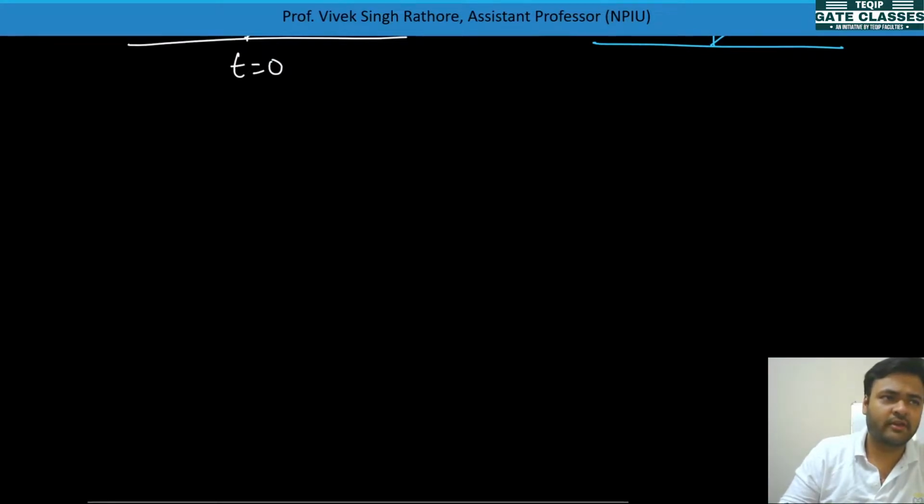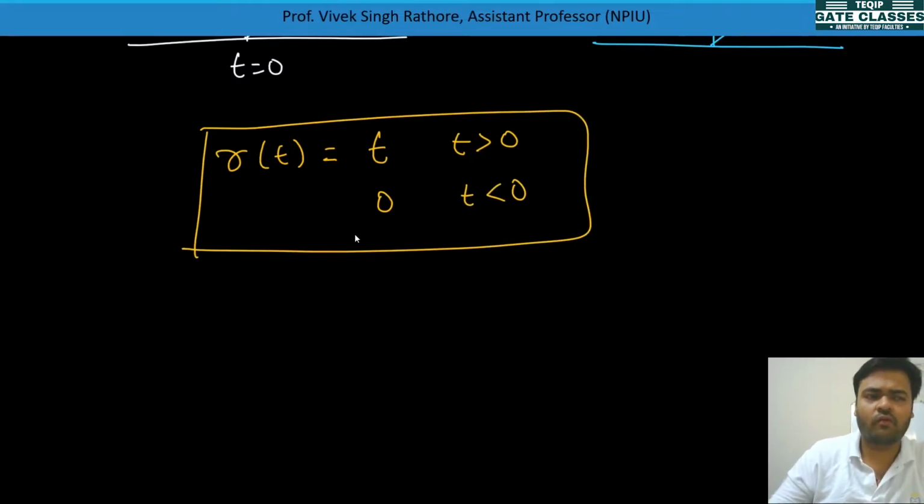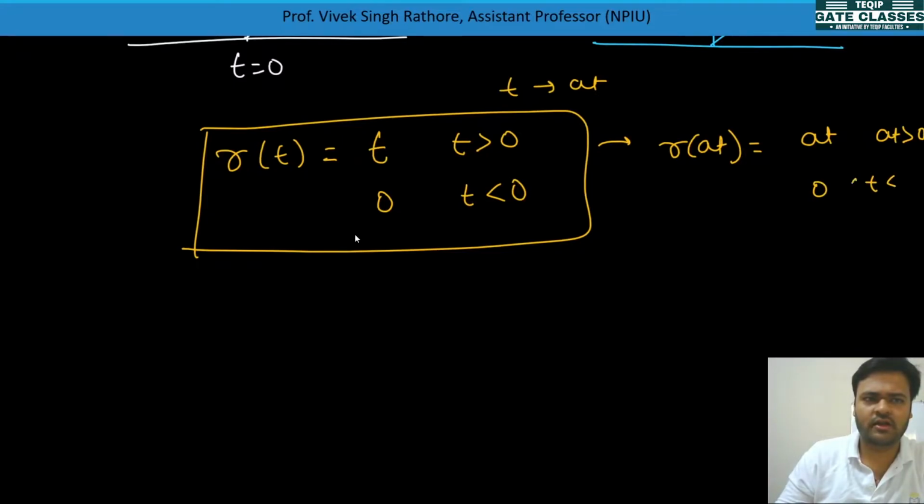Mathematically, r(t) is a line with slope m t plus c. Here m is 1 and c is equal to 0. So r(t) is equal to t for t greater than 0, and it is 0 for t less than 0. This is basically the ramp signal. Now if we need r(at), then t changes to at. Wherever t is there, we need to change it. So at for at greater than 0, and 0 for at less than 0.